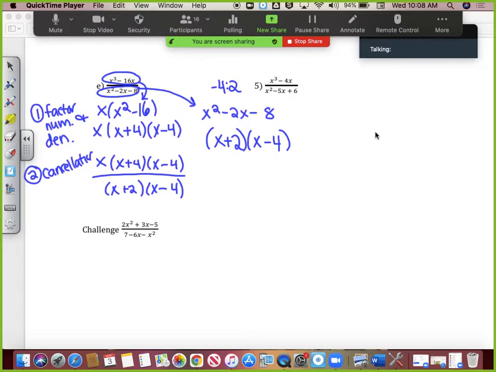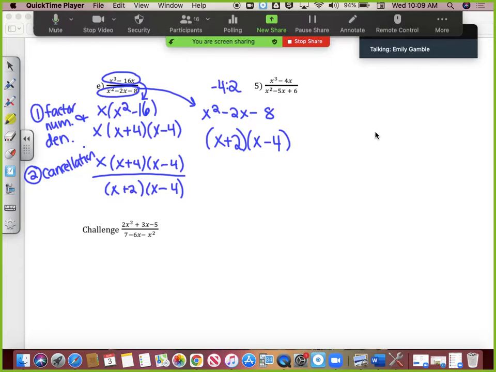So in order to cancel things out, the expressions need to be in factored form, because when you have a fraction that is in factored form and everything is being multiplied, you can cancel the same thing in the top as it is in the bottom if it's identically the same.